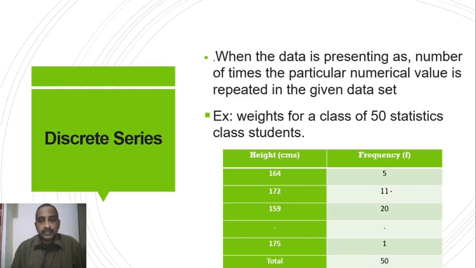Out of 50 data points, 172 centimeter height is repeated 11 times. 159 centimeter height is repeated 20 times. 175 centimeter height is repeated only one time. But the total number of individuals is 50, right? So now you arrange the value of the variable on one side, and on the other side how many times that value is repeated in the given data set, that is the frequency. Such a series is a discrete series.